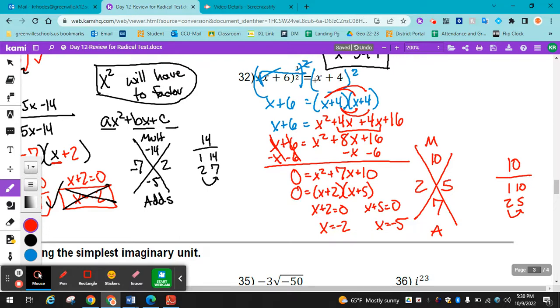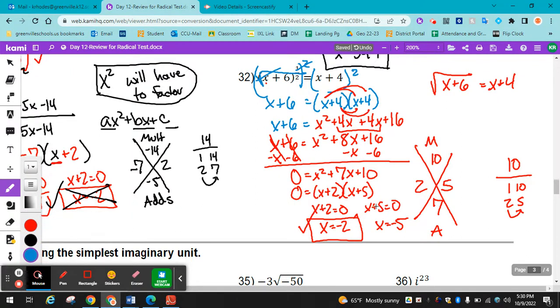If I plug in negative 2, I need to write it so I can see it. I wrote all over it, didn't I? There we go. Negative 2 plus 4 is 2, and negative 2 plus 6 is 4. And the square root of 4 is 2. So this would say 2 equals 2. So negative 2 works out.